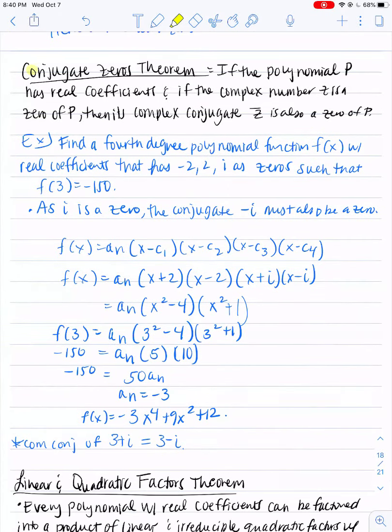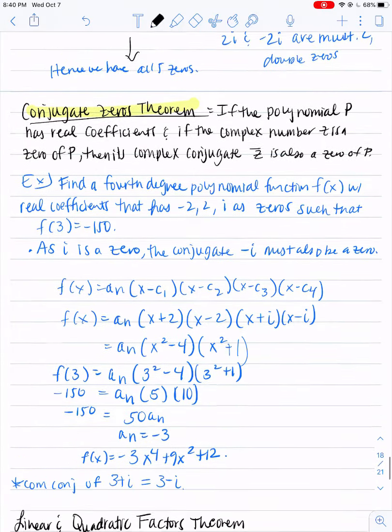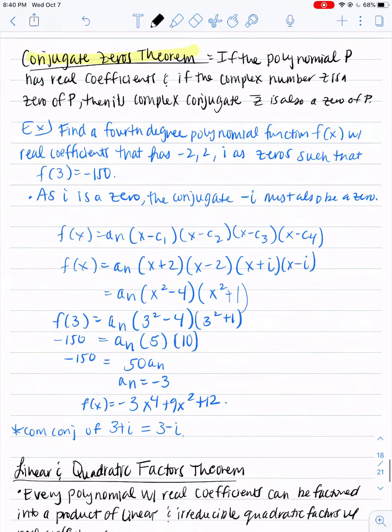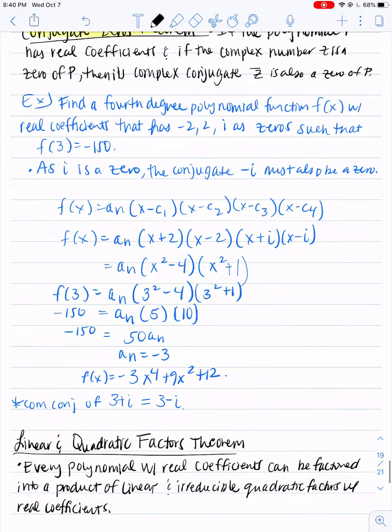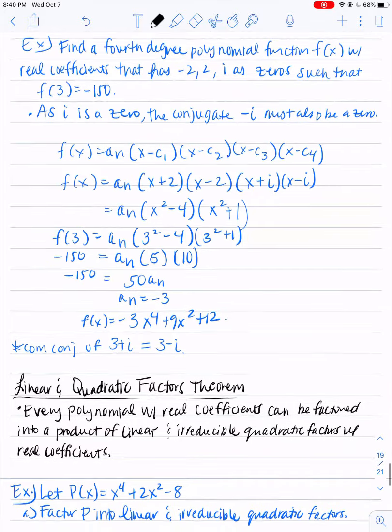Okay, so now we have the conjugate zeros theorem. We've kind of seen this appear already, but if the polynomial p has real coefficients, and if the complex number z is a zero of p, then its complex conjugate, z bar, is also a zero of p.